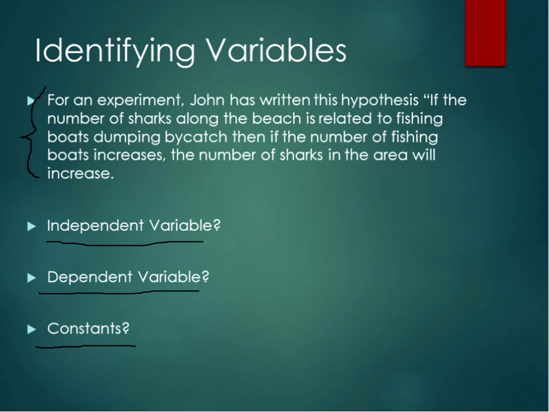Hunter, good. So yeah, guys, what you're changing on purpose is the independent variable. So that is going to be the number of boats. That's what they say. If the number of boats increases, so they can change that around, right? So that's the independent variable. They're going to change the number of boats. Dependent variable, what are they measuring? Well, they're going to see how many sharks, the number of sharks that are around.